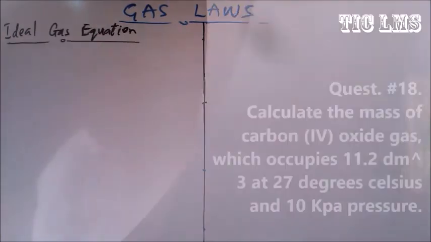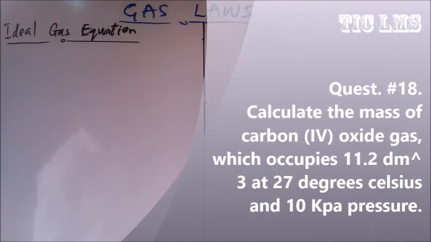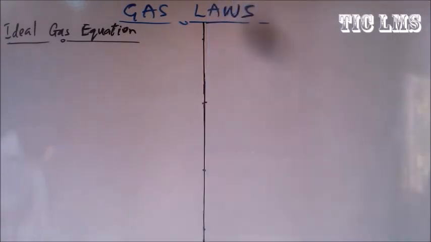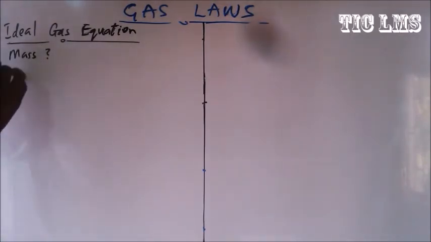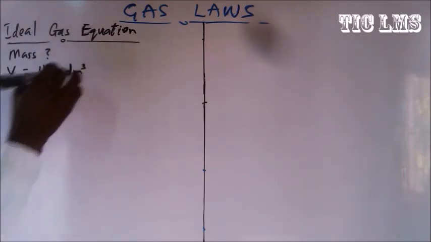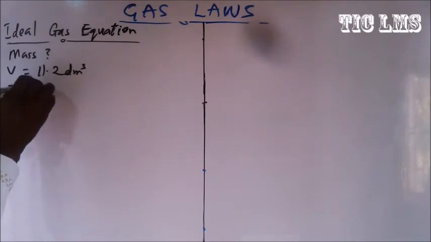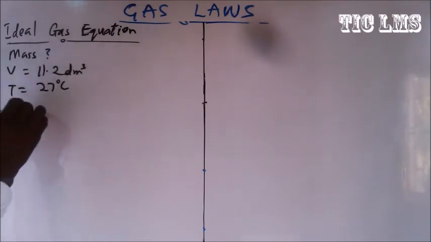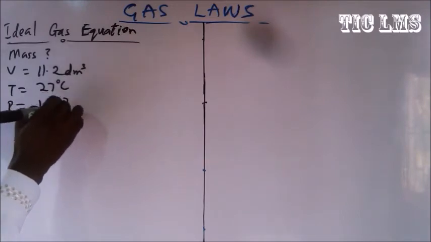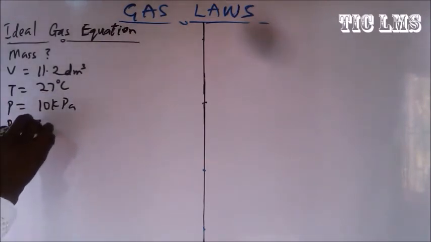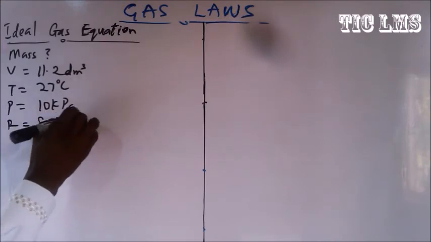The next question says, calculate the mass of carbon dioxide gas which occupies 11.2 dm cubed at 27 degrees Celsius and 10 kilopascal pressure. So first, we have to find the mass of carbon dioxide, which is unknown, which occupies a volume of 11.2 dm cubed at a temperature of 27 degrees Celsius and a pressure of 10 kilopascal. We have our R to be 8.31 joule per Kelvin per mole.